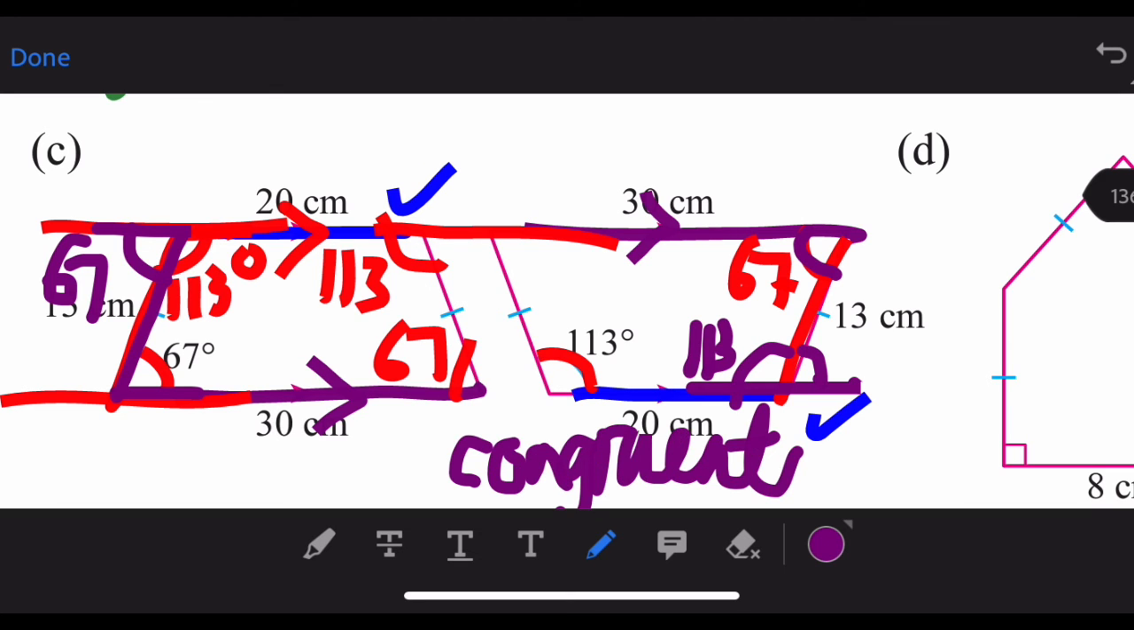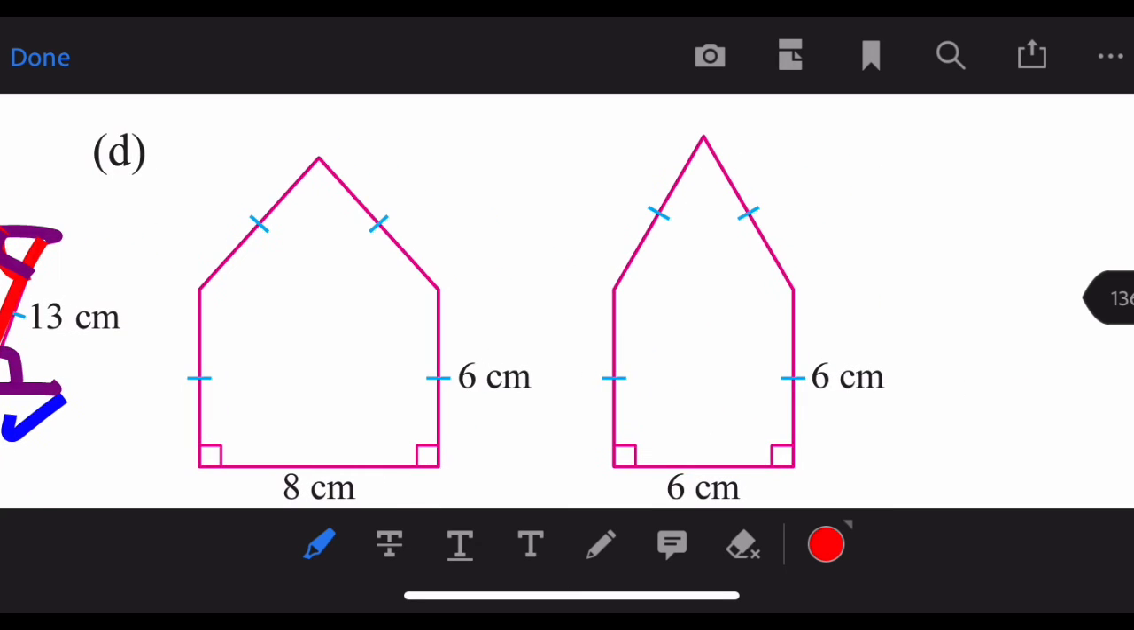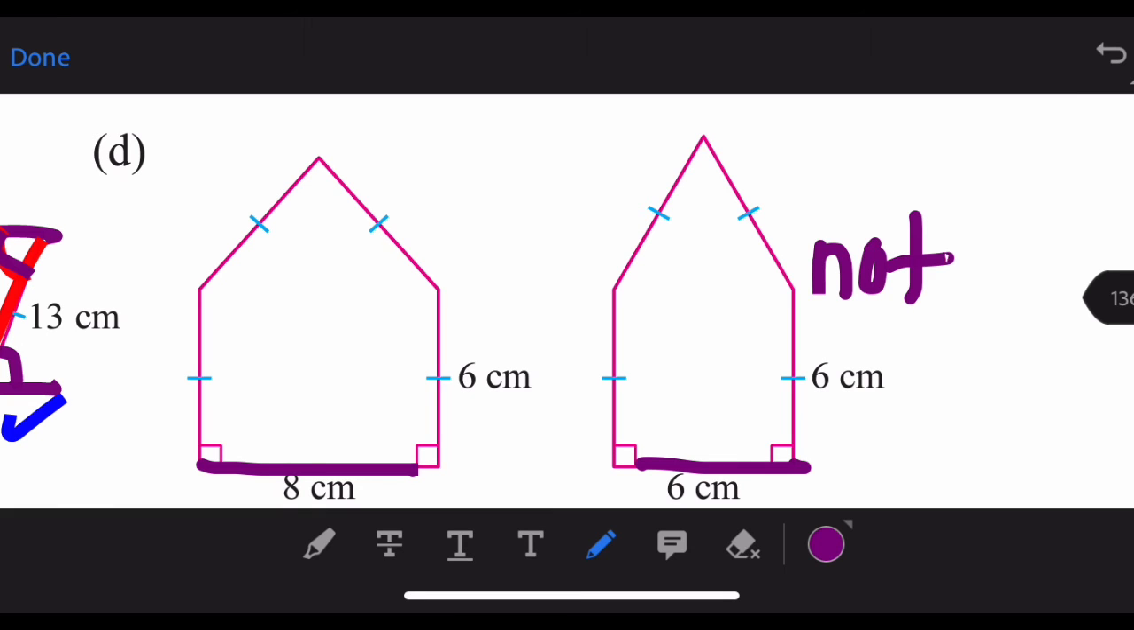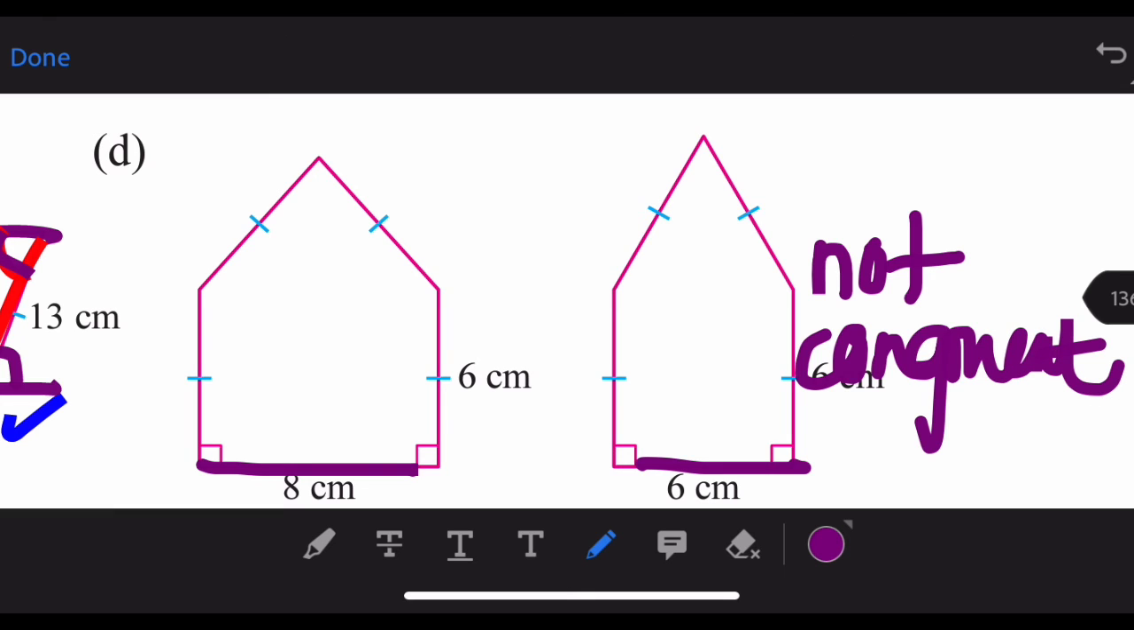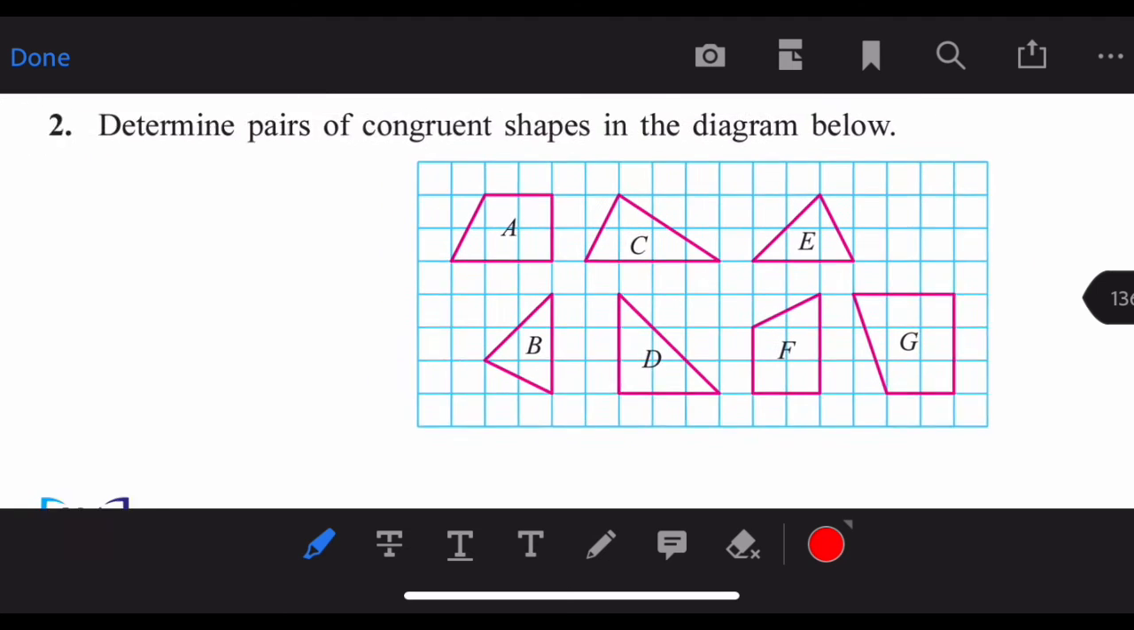Okay, this is congruent. We have to check every side and make sure the angles and sides are equal for both. Orientation and the position of the object are not important. For the next one, it is very obvious: here is 6, here is 8, right? So of course we conclude that it is not congruent because one of the sides is not equal. In conclusion, for congruent, we just identify the corresponding sides and angles.